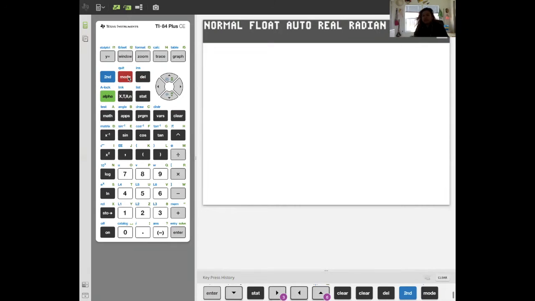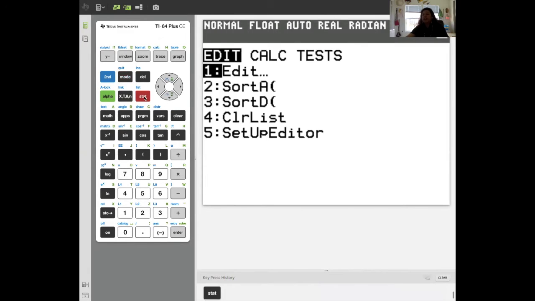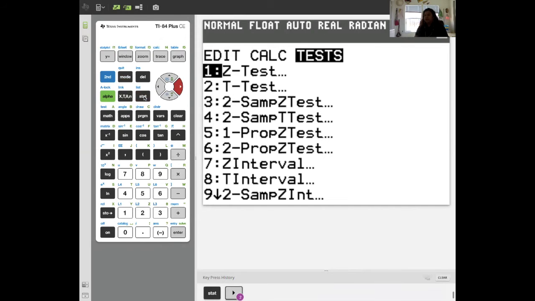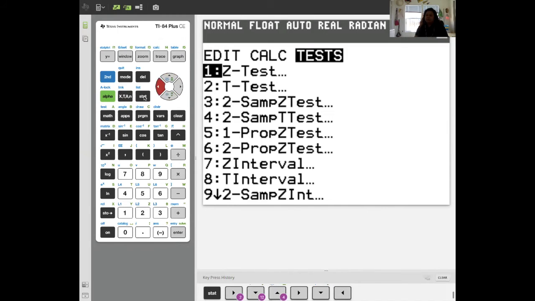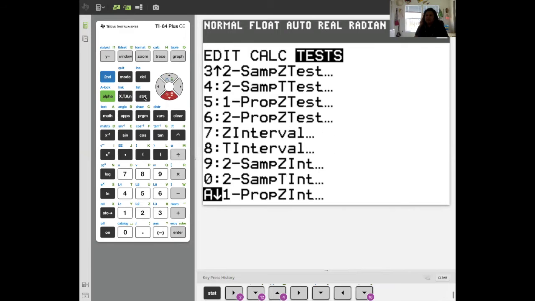We're going to go ahead and see how we do this in a calculator. So in your calculator, you're going to hit Stat, go to Test, and go all the way down to 2 prop Z interval, okay? Don't be confused by 2 sample Z int. Remember that we're looking at proportions, so we're doing 2 prop Z int.